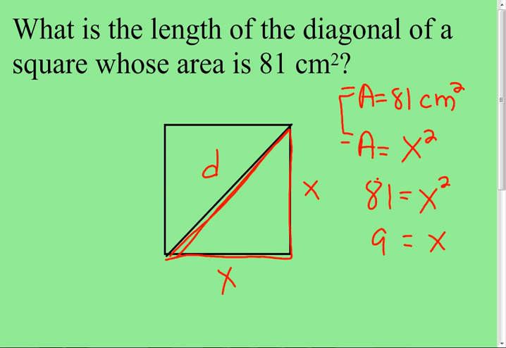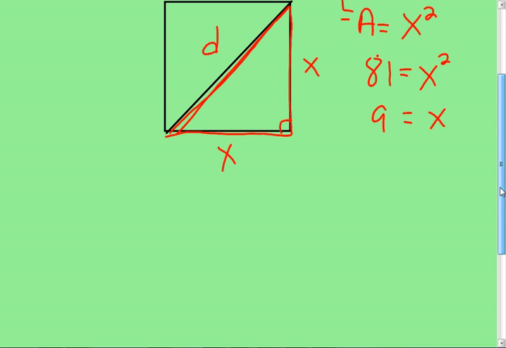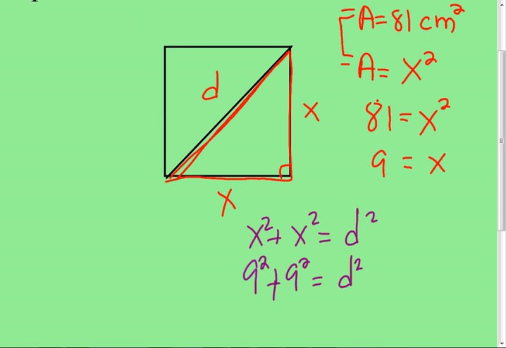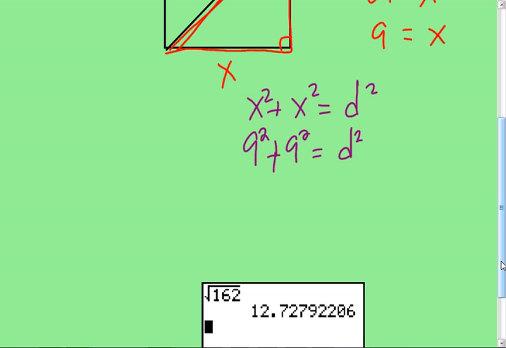You'll find some older problems, some review problems on the worksheet, which is good because we're getting ready for a semester final. Okay, now to find D, I'm going to have to do x squared plus x squared equals D squared. Well, I know what x is. It's 9. 9 squared plus 9 squared equals D squared. And you're going to want a calculator.